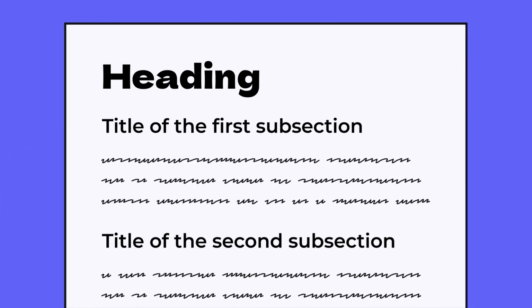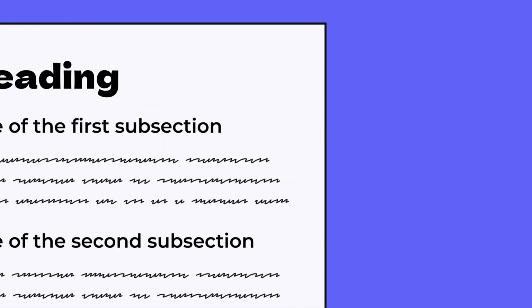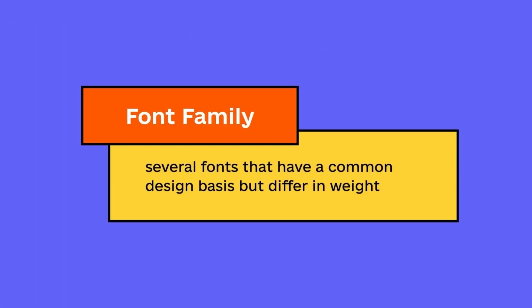This does not mean that decorative fonts are not suitable for headings at all. It's just better to use them for first-level headings and choose fonts of a simpler form for subheadings. If you have at least 3 levels of text elements, say, a first-level heading, a second-level heading, and body text, you can typeset them all with fonts from the same family. A font family is several fonts that have a common design basis but differ in weight.